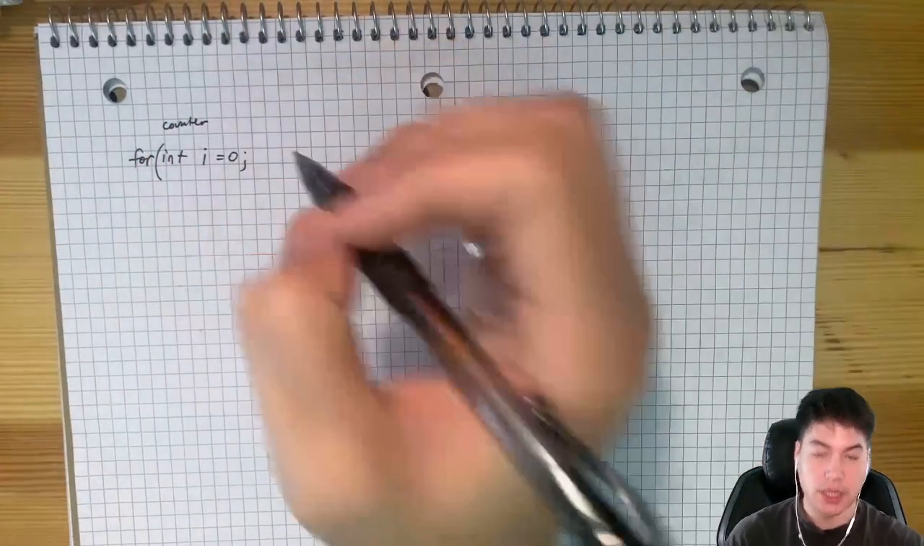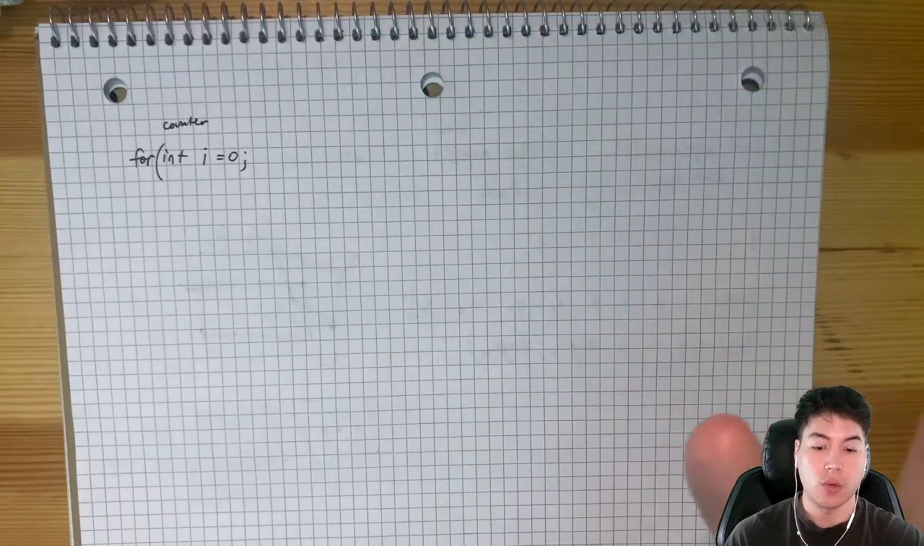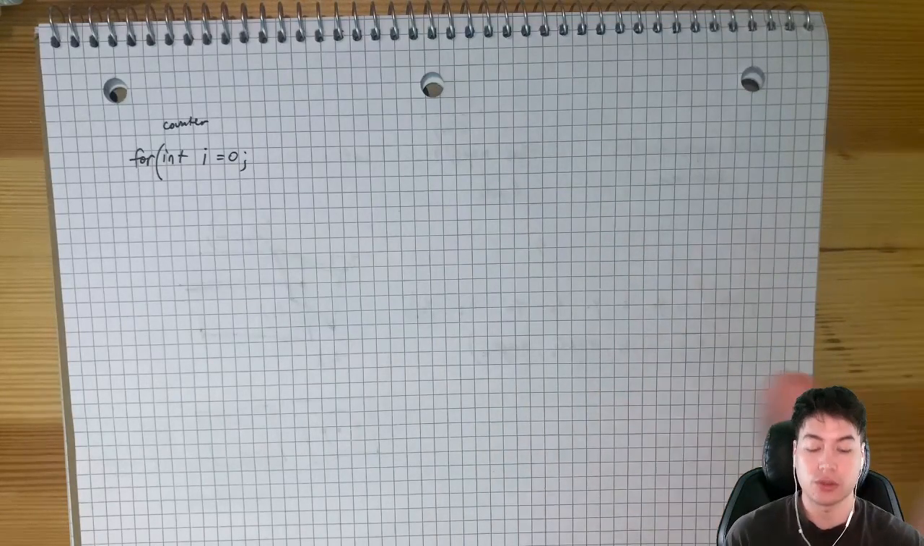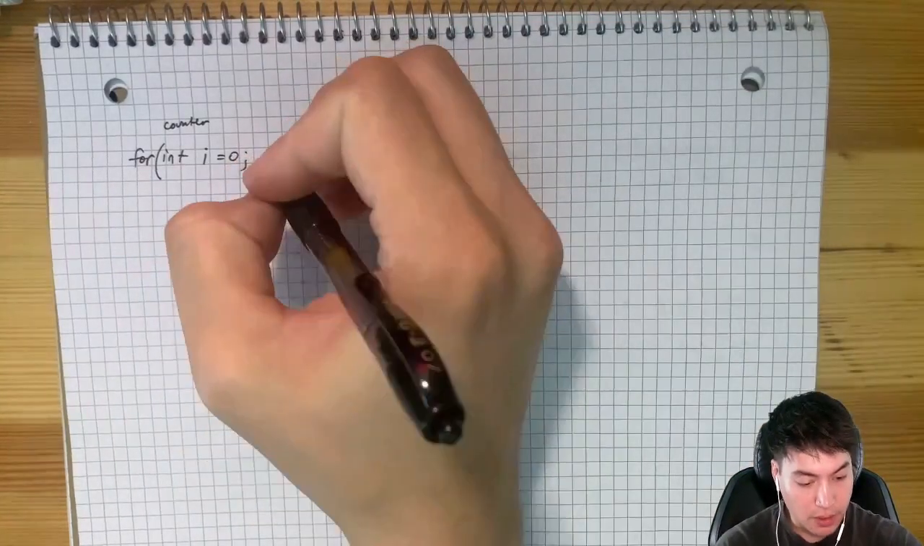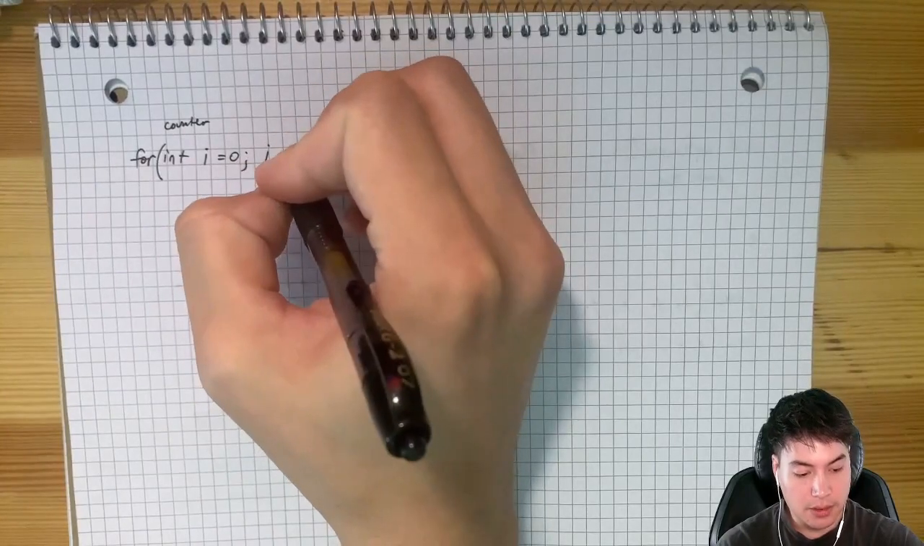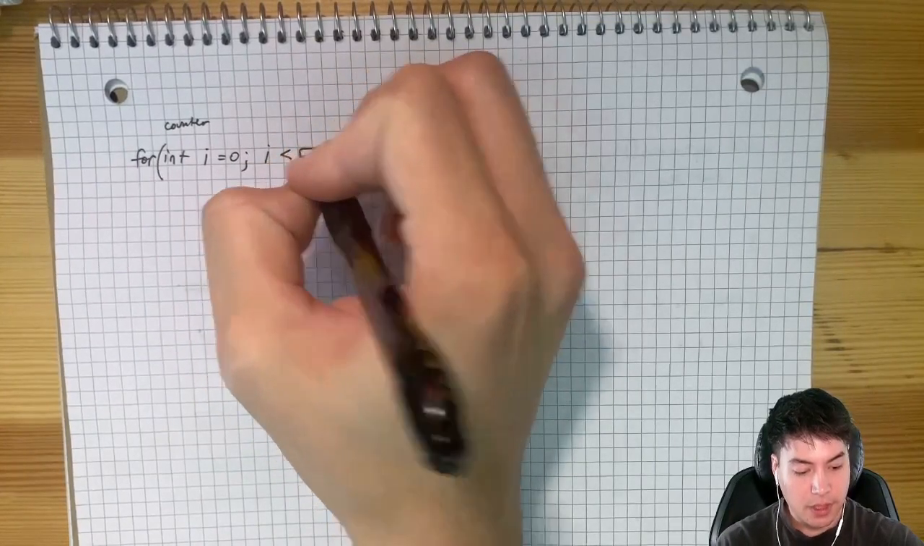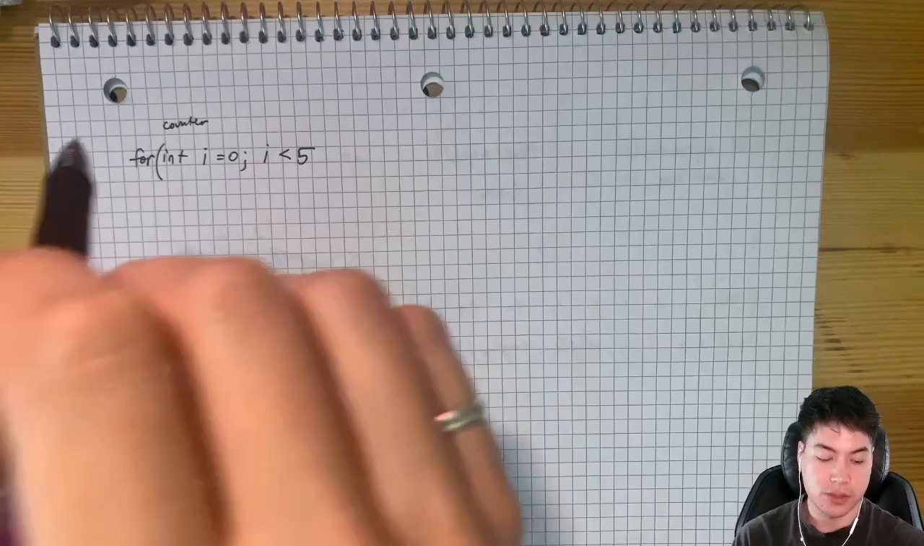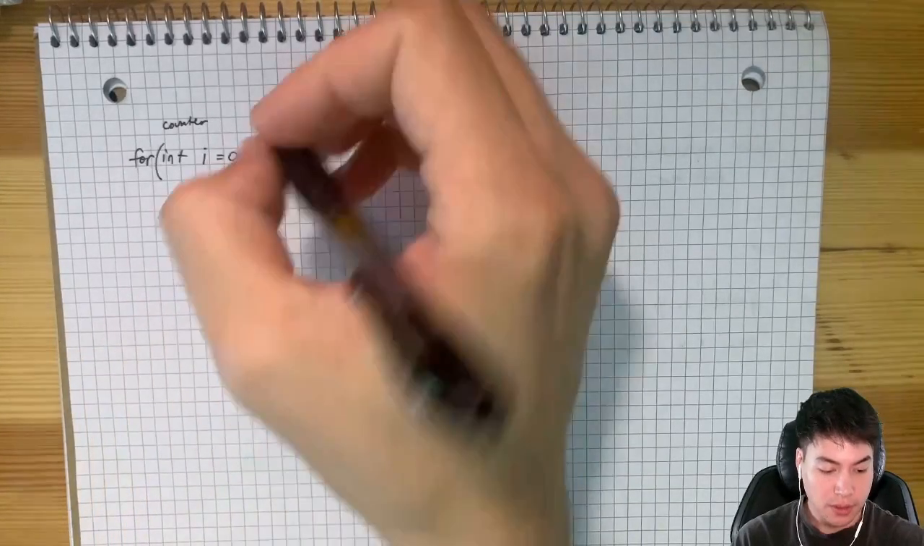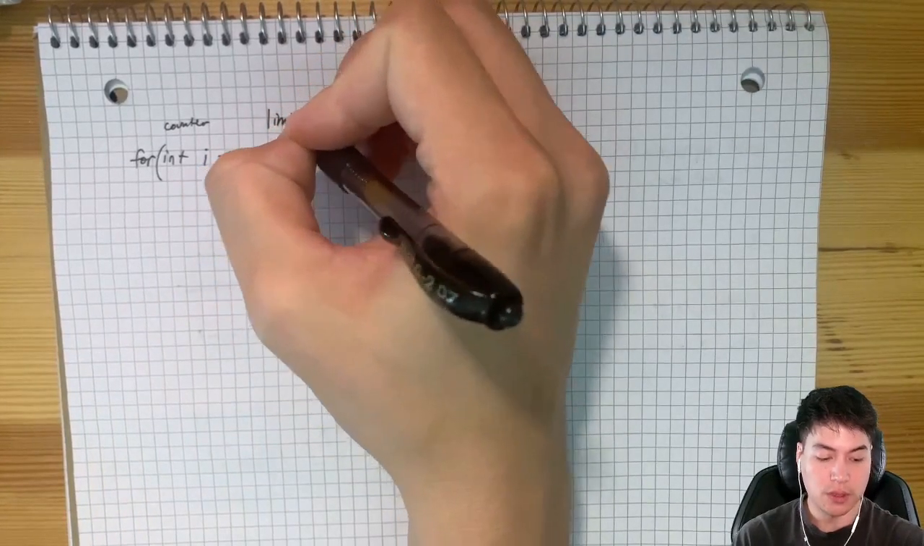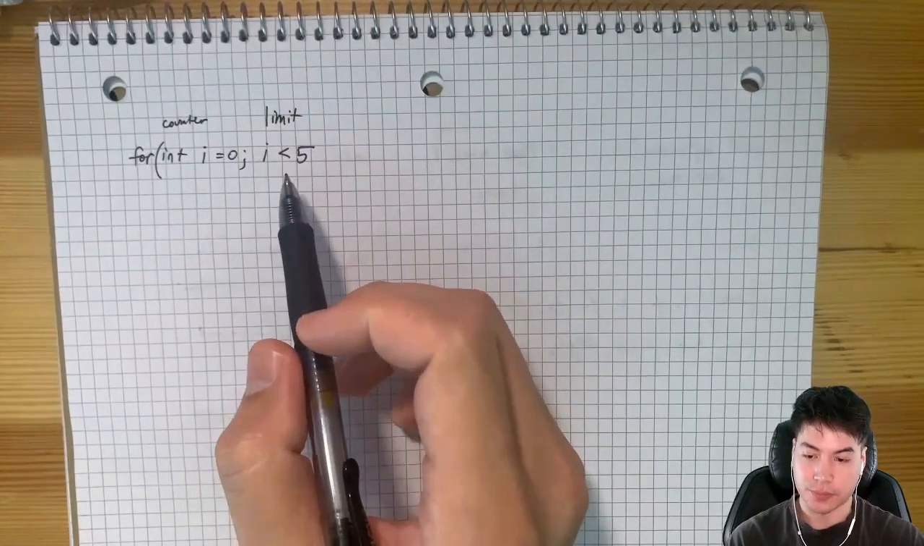Then we need some kind of conditional, right, to say when do we stop, like how many times should we repeat. So if I say i is less than 5, every time this for loop runs, it's going to check and make sure the counter is still within the limit of this conditional, right?